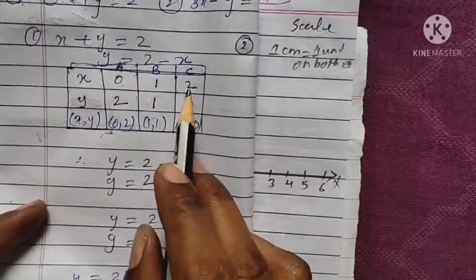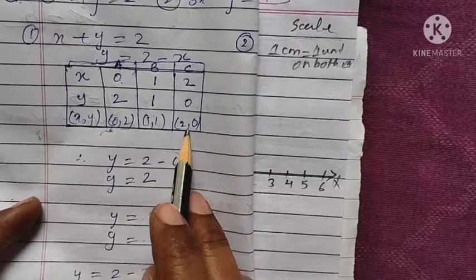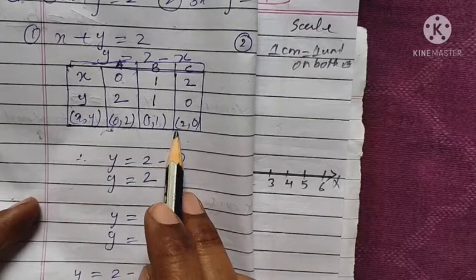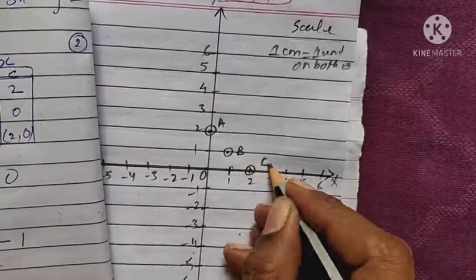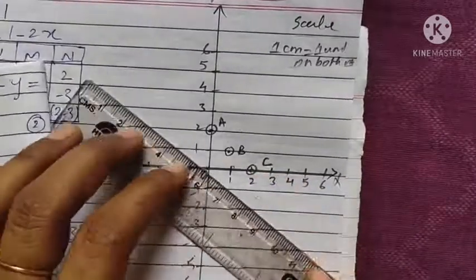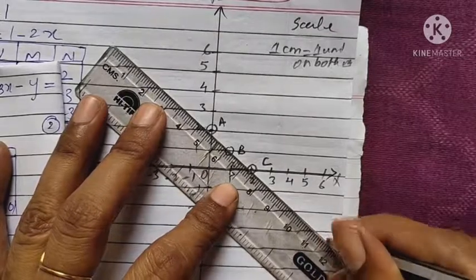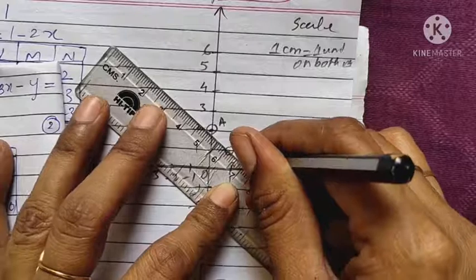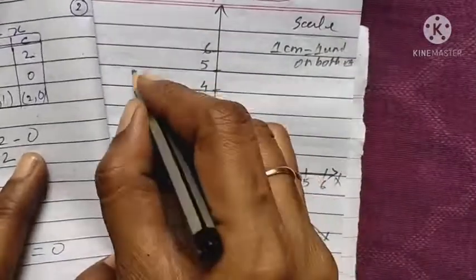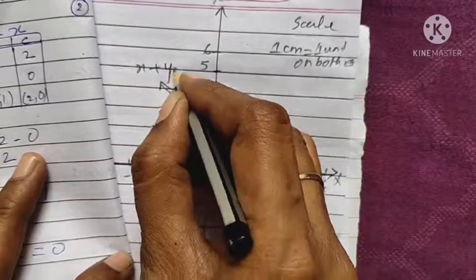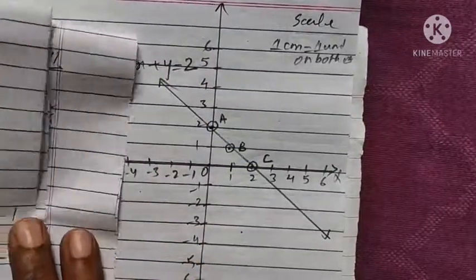Now the point C, 2, 0. Here y coordinate is 0. That means this point lies on x axis. So on x axis 2 is here. This is your point C. Now join these 3 points. Okay. So this line is the graph of equation x plus y is equal to 2. Now the second one.